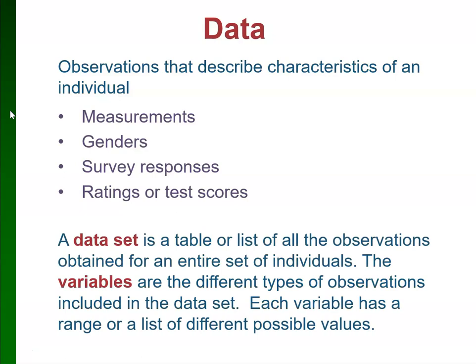And when we talk about a data set, that's going to be a table or a list of all the observations obtained for an entire set of individuals. The variables are the different types of observations included in the data set. Each variable has a range or a list of different possible values.